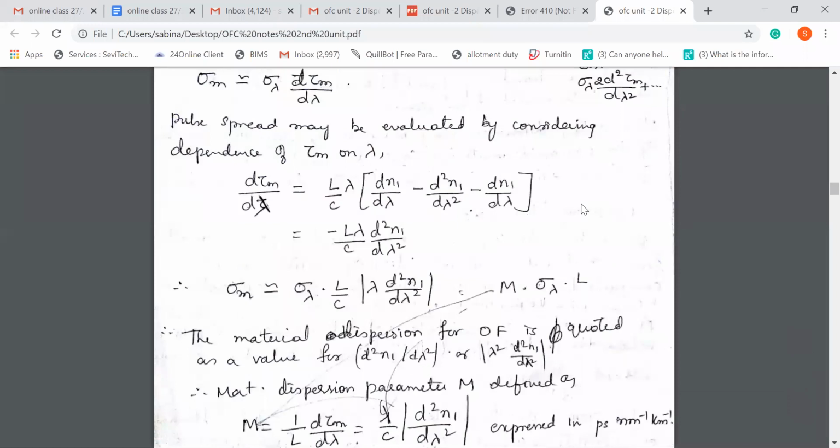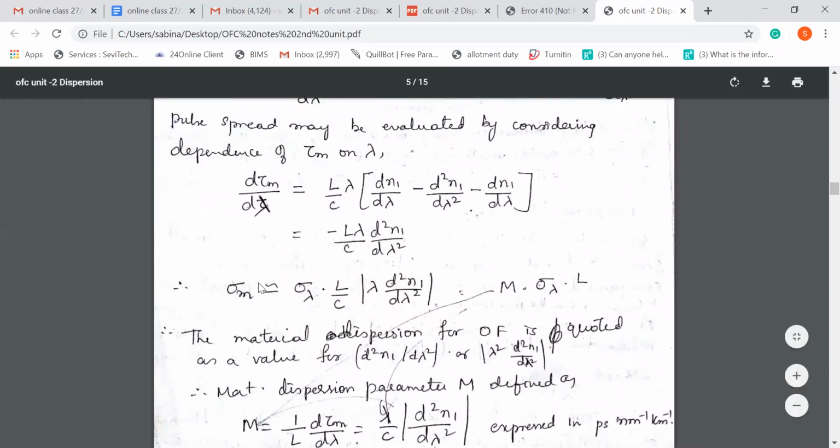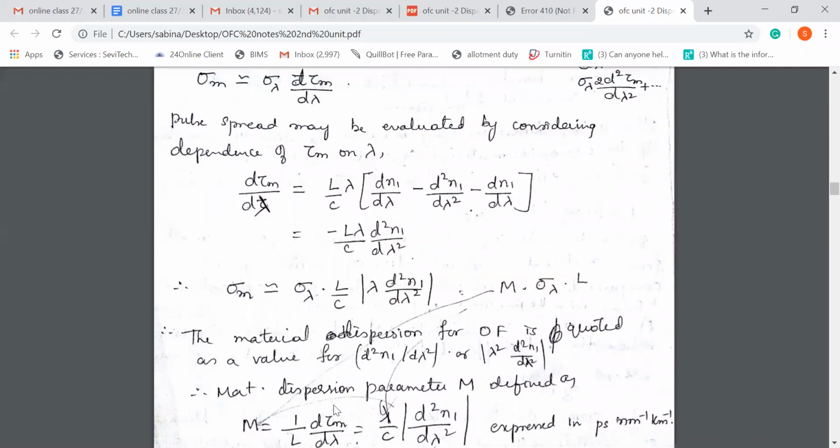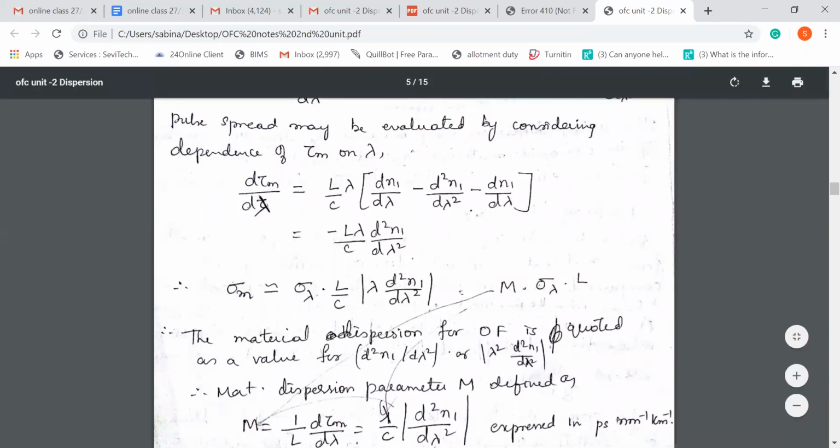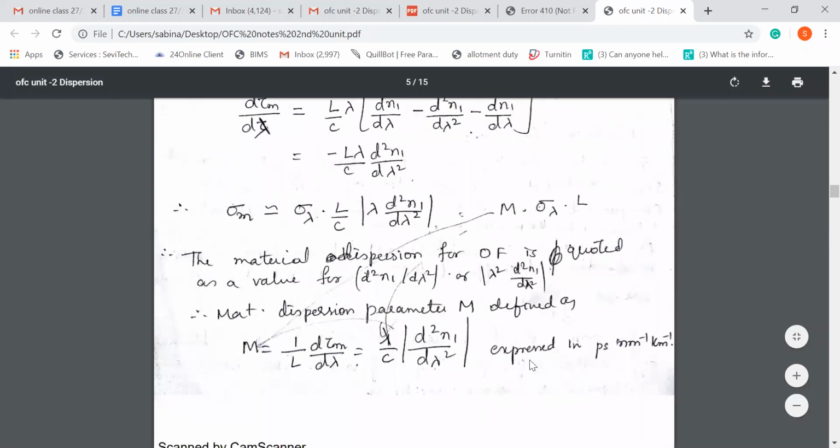This is very important, and it is like a formula only. The dispersion of the material equals M times sigma lambda times L, where M is this part. Sometimes you have to use this; L is the length. The material dispersion parameter M is defined as this, and you can see it is expressed in per second, per nanometer, per kilometer.